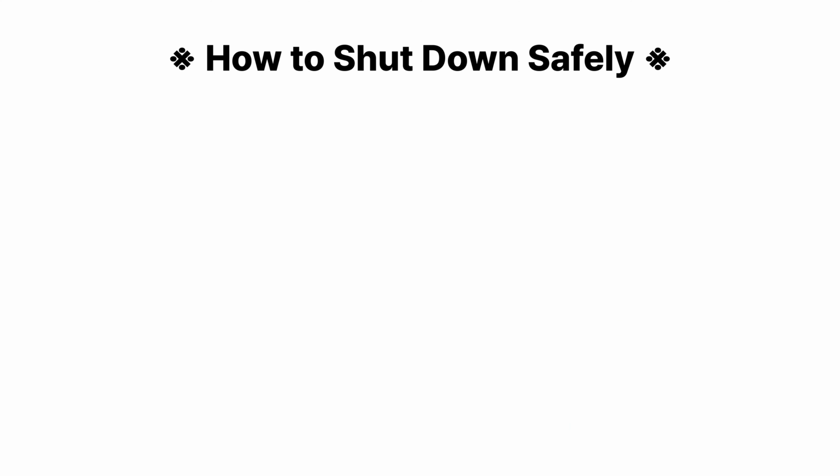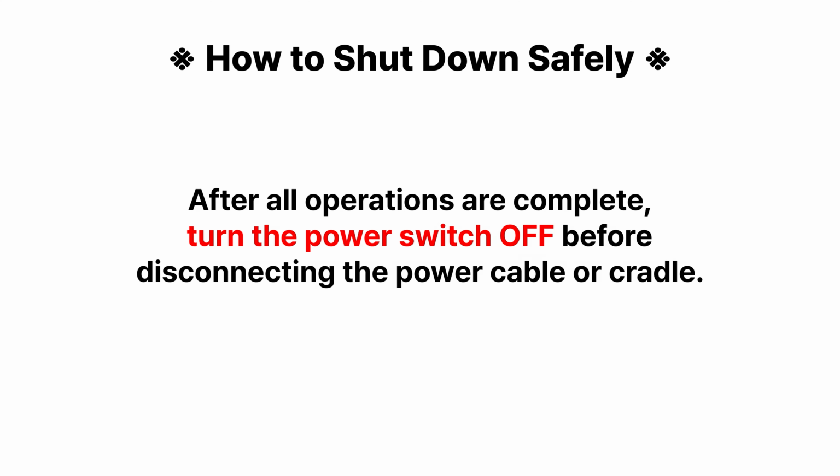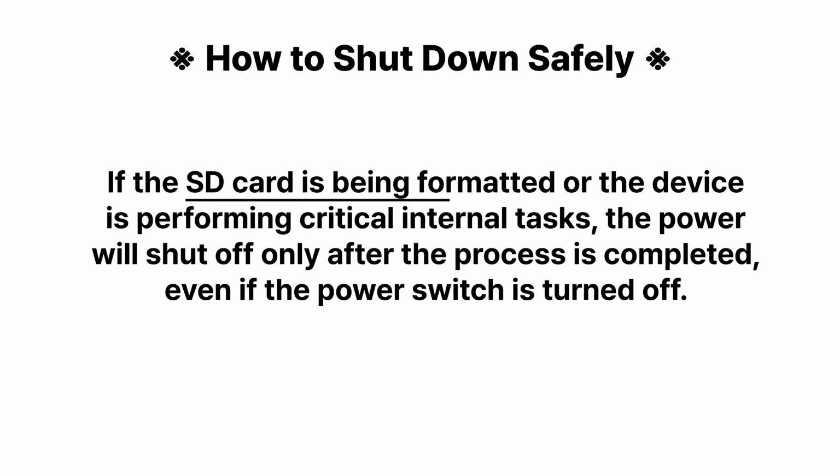To shut down the device safely, all operations should be completed, and use the power switch to turn off before disconnecting the power cable or cradle. If the SD card is being formatted or the device is performing critical internal tasks, the power will shut off only after the process is completed, even if the power switch is turned off.